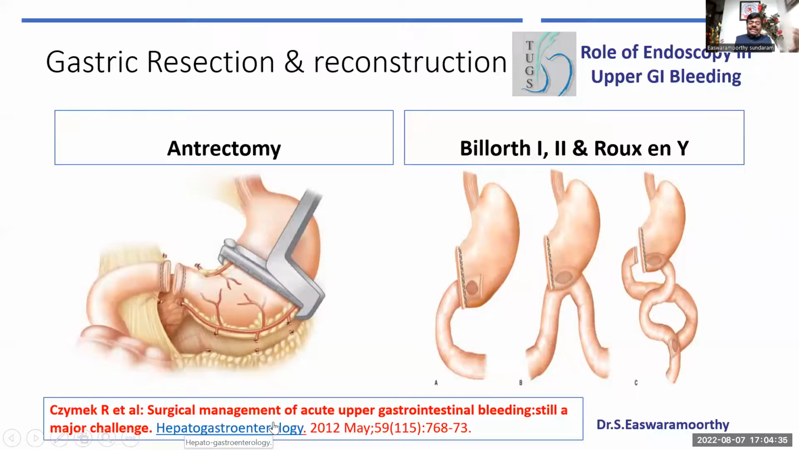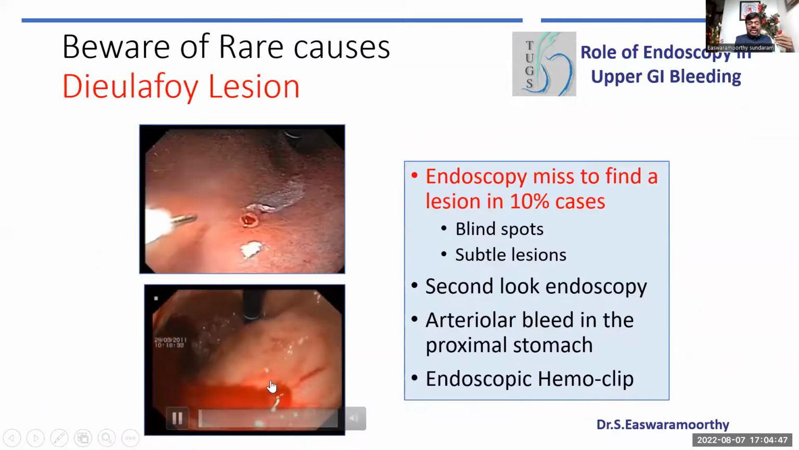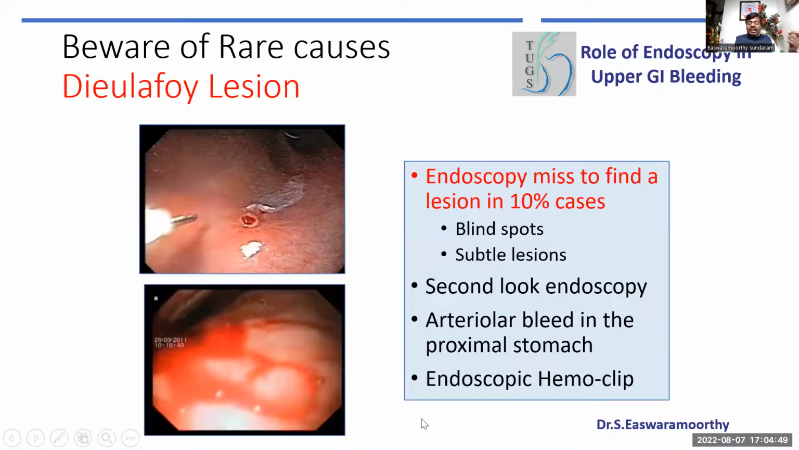These types of very extensive surgeries are very seldom required nowadays, like doing an antrectomy, Billroth 1, 2, Roux-Y, which are now reserved more for neoplastic conditions. But these are all the once-in-a-while cases that will test your nerves.